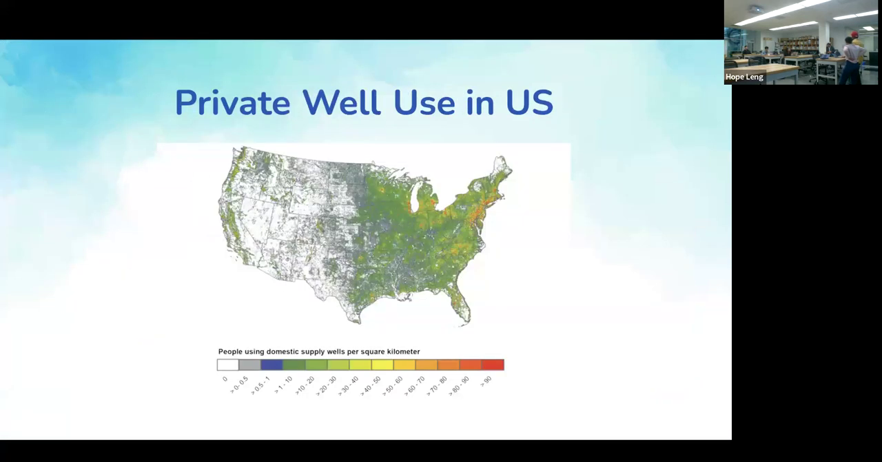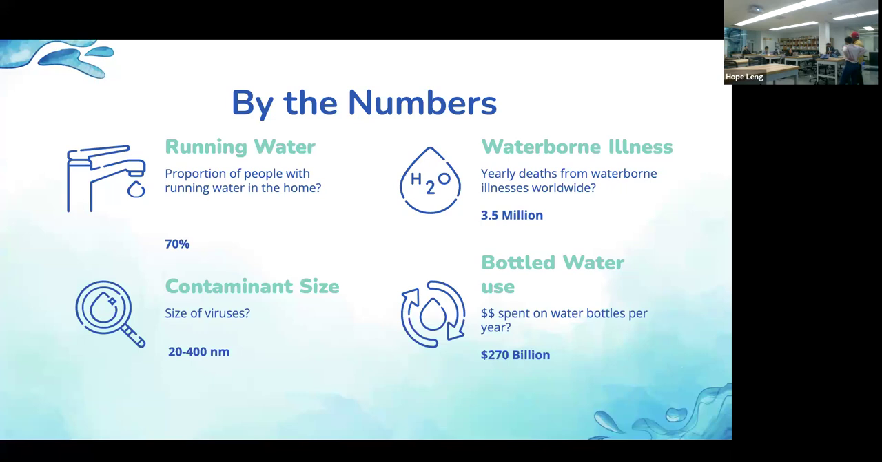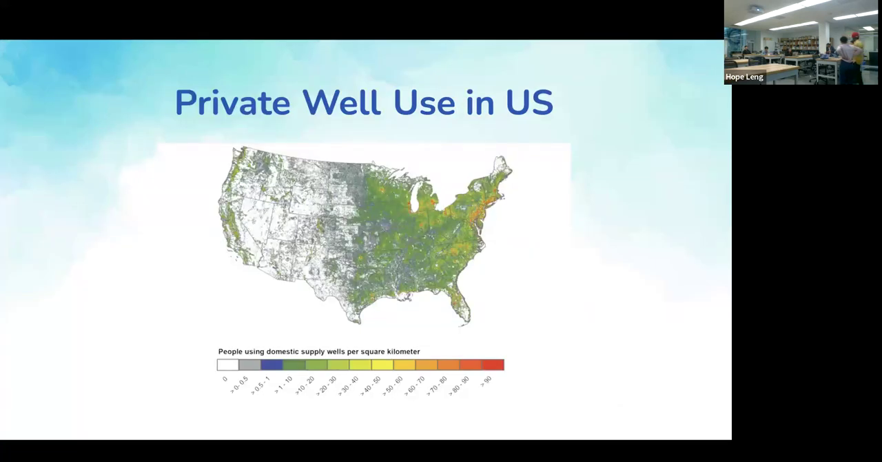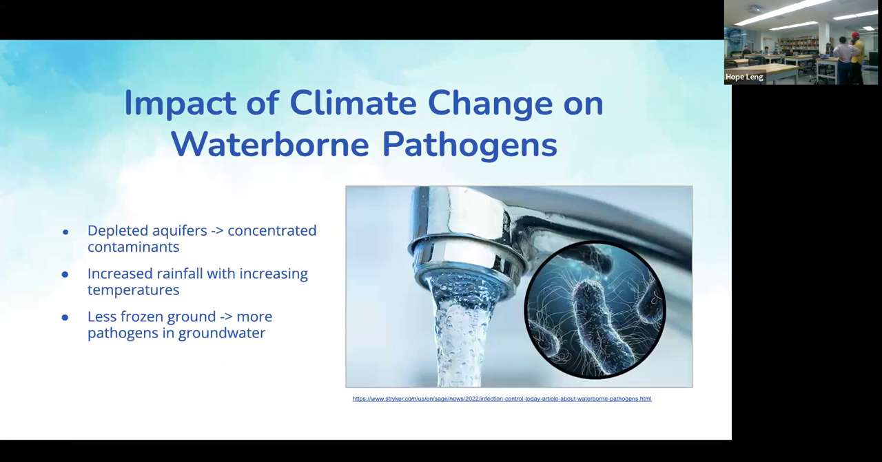I don't think so. The only thing I'll add is that this is also a problem in the US, as well as obviously in the global south. A lot of people have access to running water, I think about 70% in the home, but there are still millions of deaths from waterborne illnesses, and hundreds of billions of dollars spent on water bottles. It's a problem in the US because a lot of homes use private wells, which are pretty underregulated here. Because of climate change, our aquifers are getting more concentrated contaminants like pathogens and lead. Also, with increasing temperatures, we have less frozen ground, and frozen ground is a little more protected from pathogens leaching into groundwater. So some of these dormant pathogens will soon be entering groundwater. This is a problem that's just going to become more urgent over time.